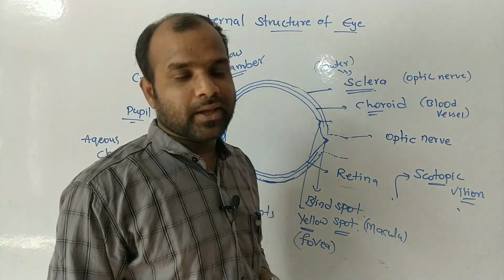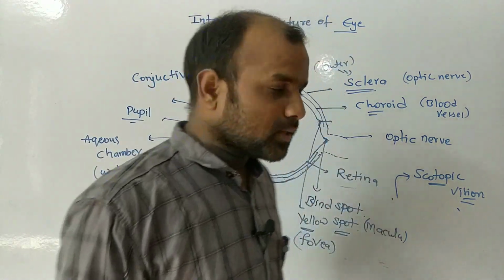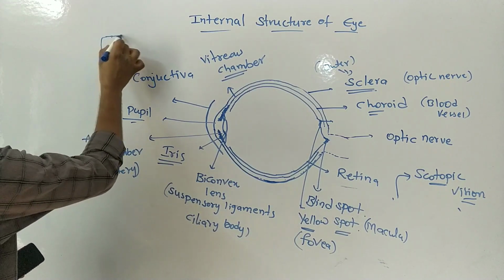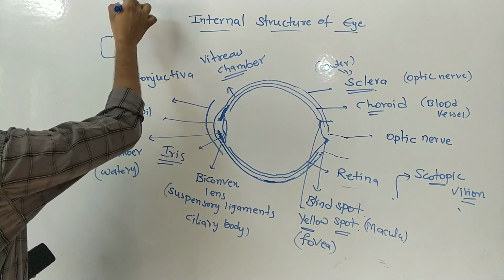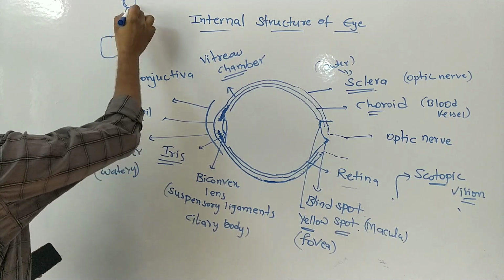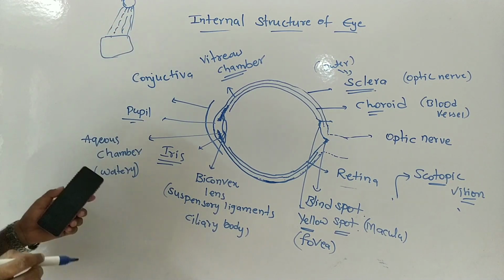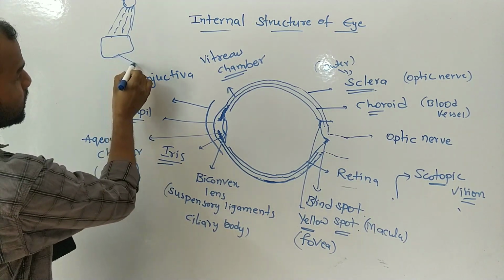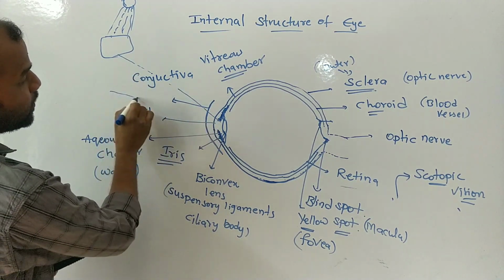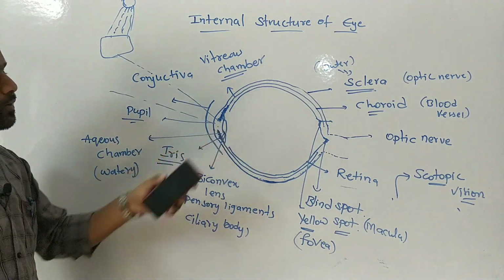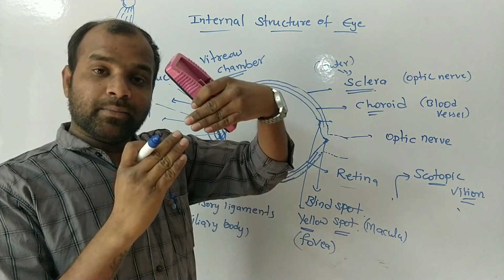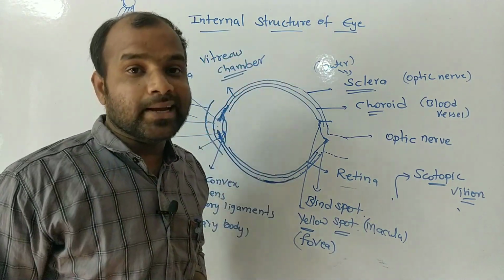Let us discuss the functioning of the eye. Whenever light focuses onto an object, the wave of light enters into the eye through the pupil. The size of the pupil increases and decreases depending on the intensity of light.